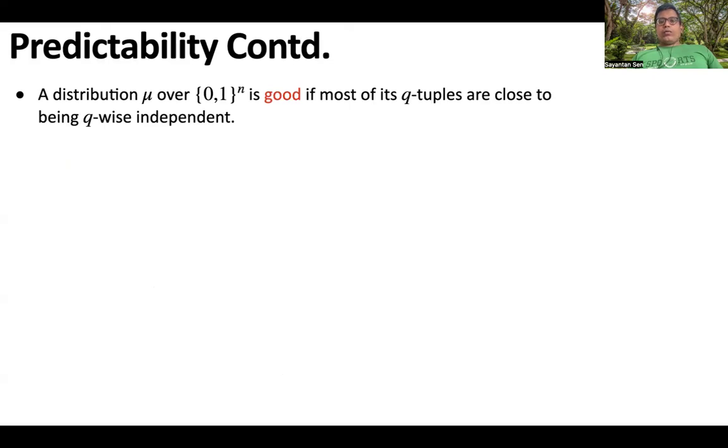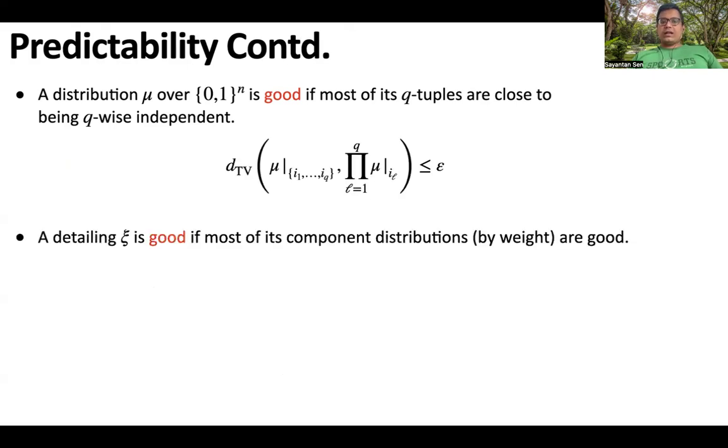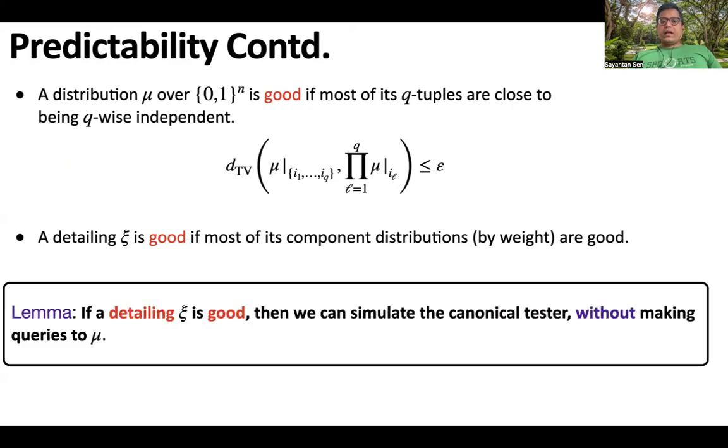We consider a distribution mu to be good if most of its tuples are close to being independent. And the detailing xi of mu is said to be good if most of its component distributions are also good. We actually prove that if the detailing xi of a distribution mu is good, we can simulate the canonical tester without making any extra queries to mu. So we can approximate the acceptance probability by running the canonical tester without making any further queries to mu.